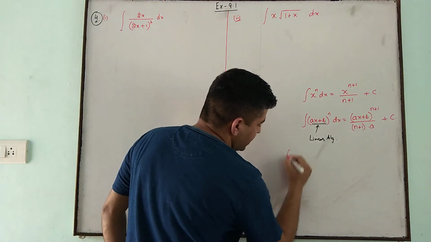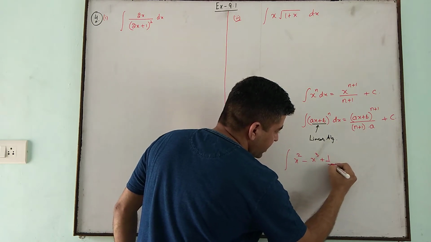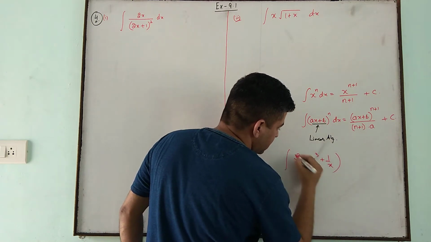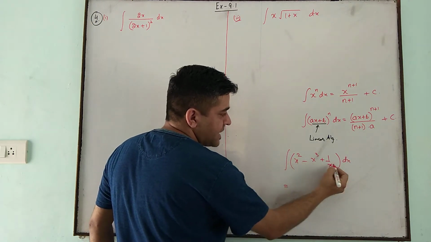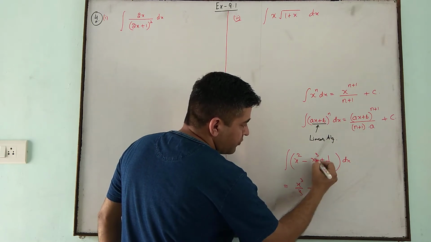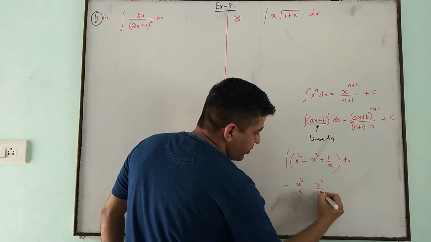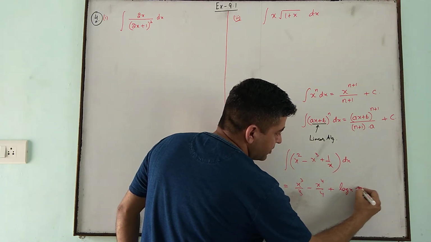And the integration of x square minus x cube plus 1 upon x dx, so that we can integrate it separately. Separate integration of this: x cube by 3, for x cube x4 upon 4, for 1 upon x log x, plus c.